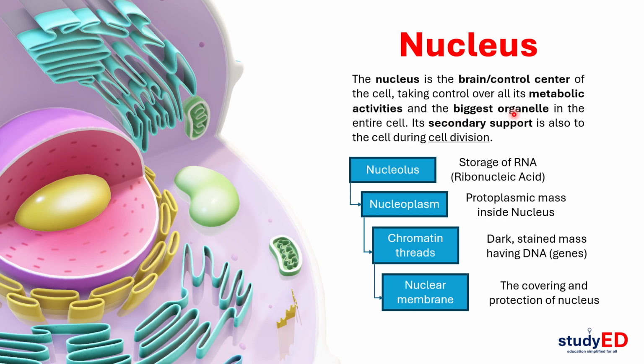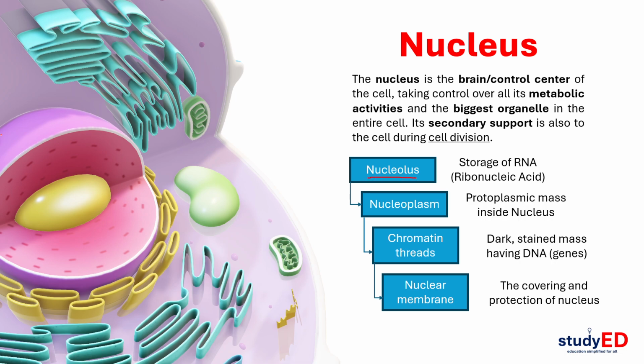Its secondary role is also cell division. Now the nucleus carries all the genetic information of the cell. That's extremely important in cell division, since the nucleus divides first, preceding the other organelles. So the parts of the nucleus: here we have four parts. Out of these, the first one is the nucleolus.